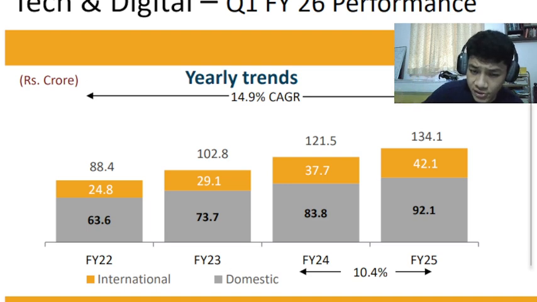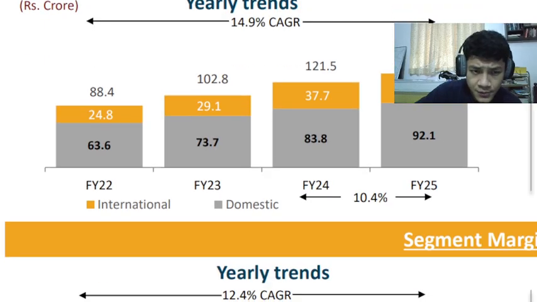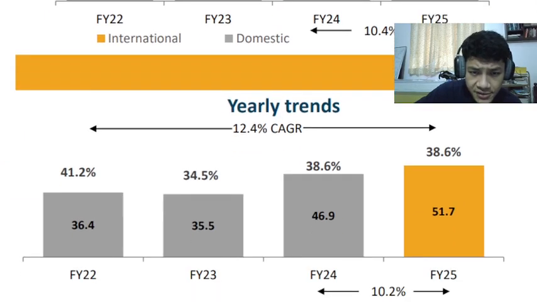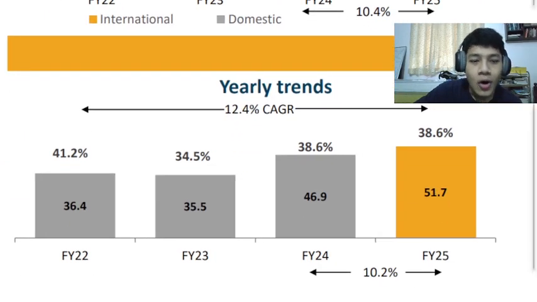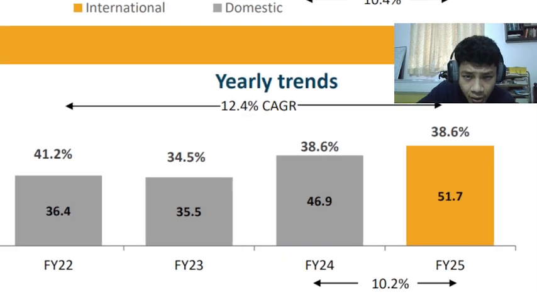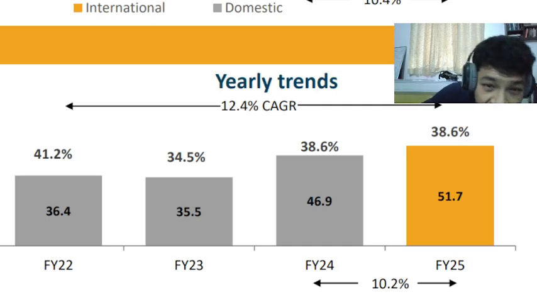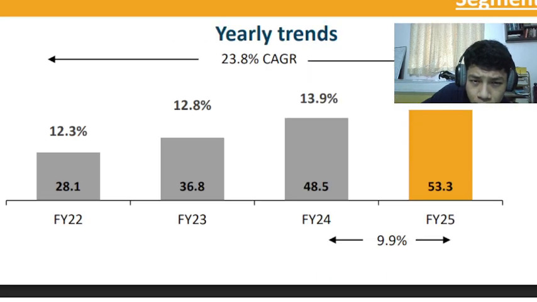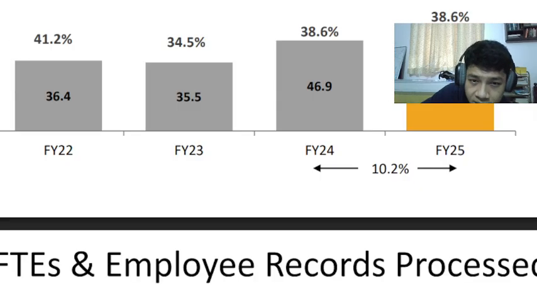92.1 crores out of 134 crores came from domestic. If we see the net profit margins, all right, these are operating profits. Okay, these are EBITDA. Completely my fault. I believe this is EBITDA. Is it EBITDA? Yeah, it couldn't be net profit. Hold up. This is EBITDA. Completely my fault.